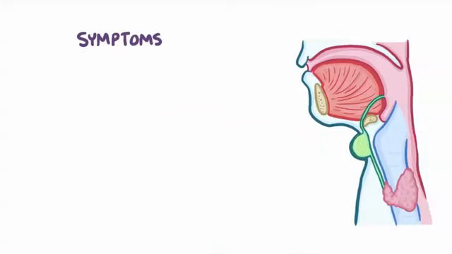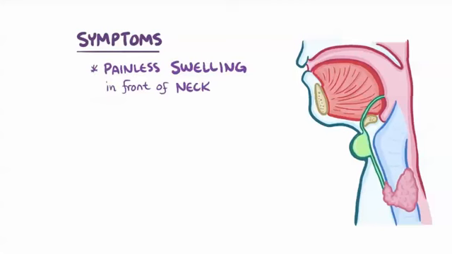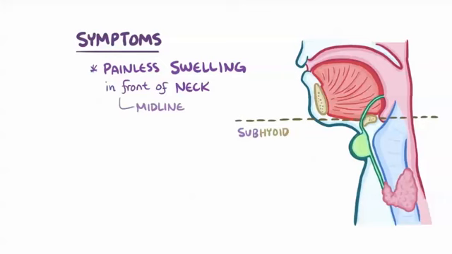The most common symptom of a thyroglossal duct cyst is painless swelling in front of the neck, which can lie anywhere along the path of the thyroglossal duct. Usually it's midline or just slightly off of the midline, and the most common locations are subhyoid, or just below the hyoid bone, and suprahyoid, just above the hyoid bone.